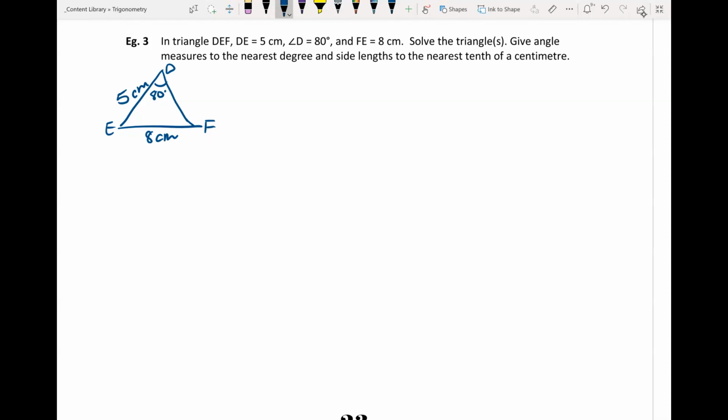We want to solve the triangles. Maybe it's a triangle, or could be also more than one triangle. This means I need to find any missing angle or any missing side. So in other words, whenever you see this question that says solve all triangles, you're going to find all sides and all angles.